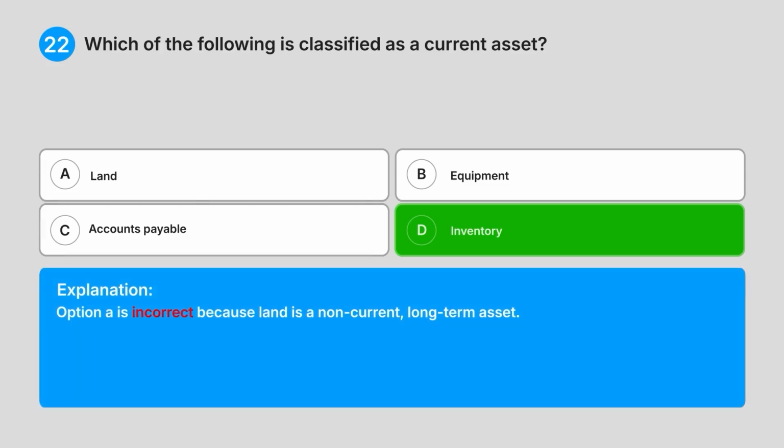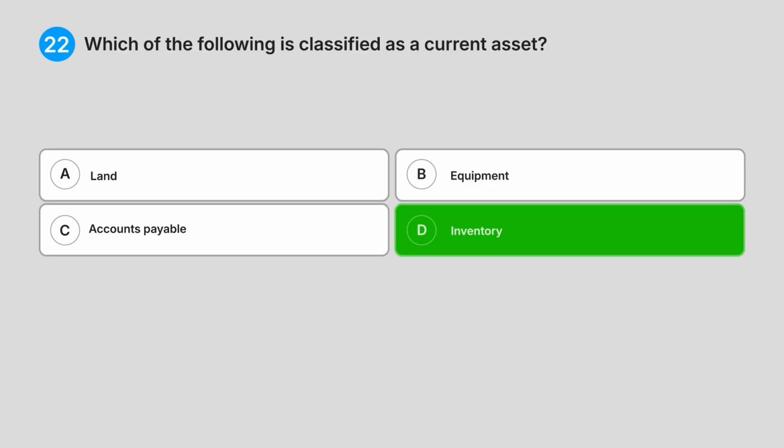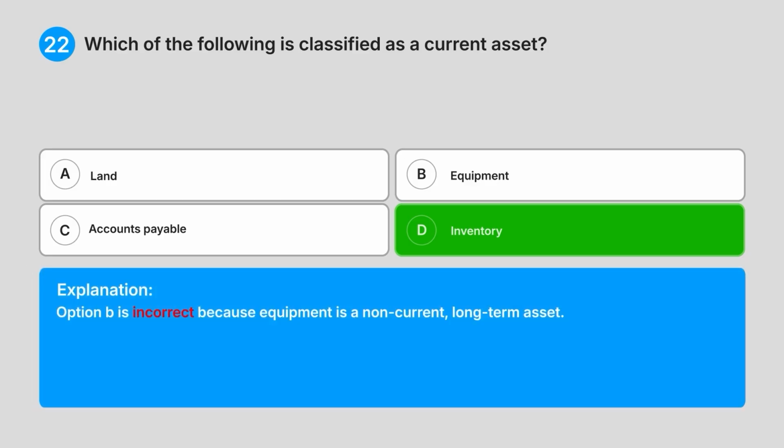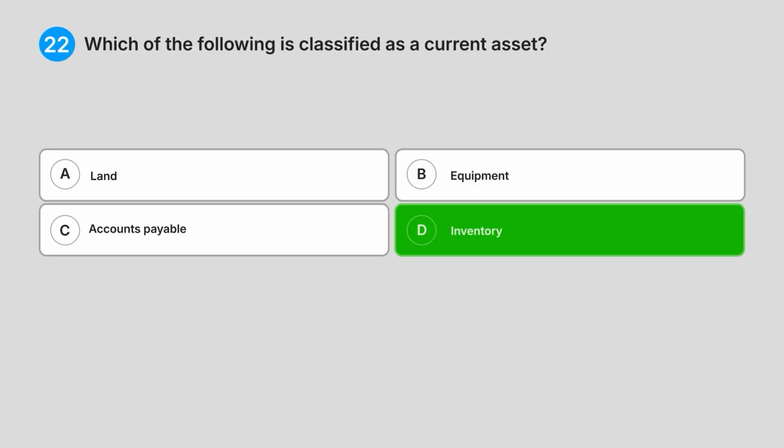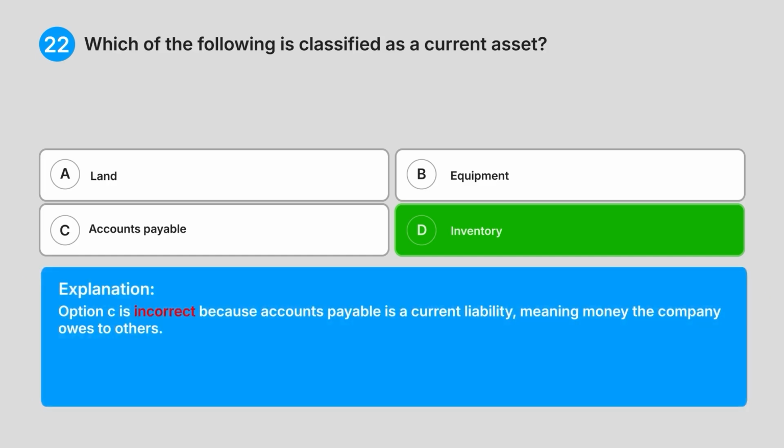Option A is incorrect because land is a non-current long-term asset. Option B is incorrect because equipment is a non-current long-term asset. Option C is incorrect because accounts payable is a current liability, meaning money the company owes to others.